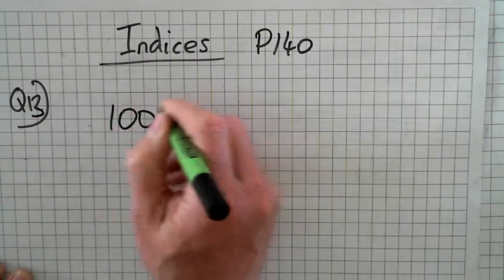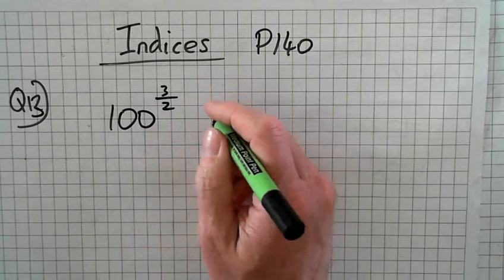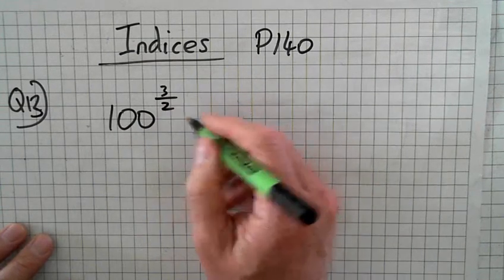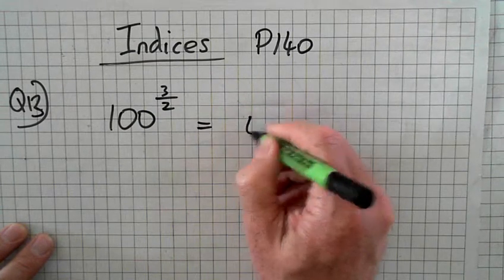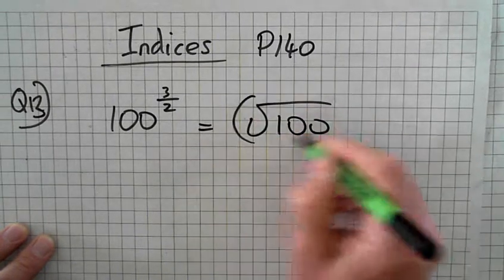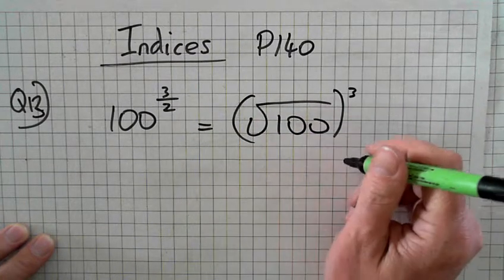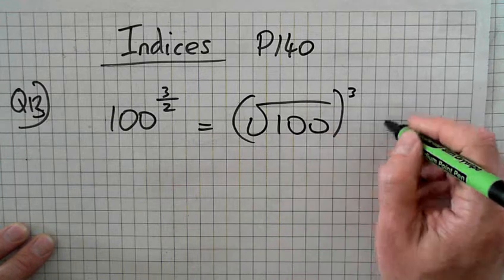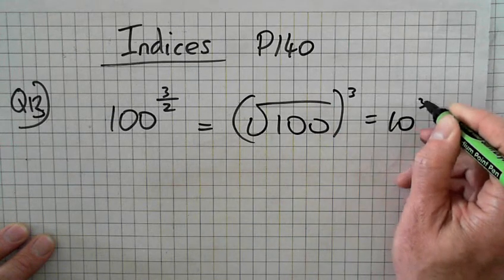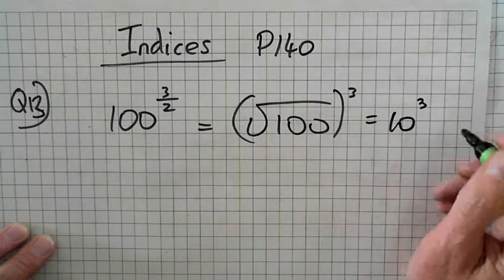So I've got 100 to the power of 3 over 2. What does the 2 mean first of all? Square root of 100. And the 3 means whatever answer I get, cube it. So the square root of 100 is 10, to the power of 3 is 1000.